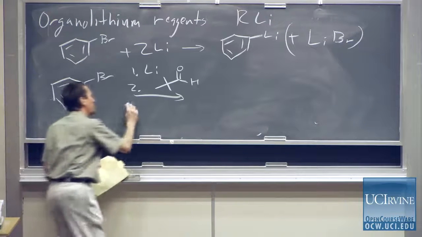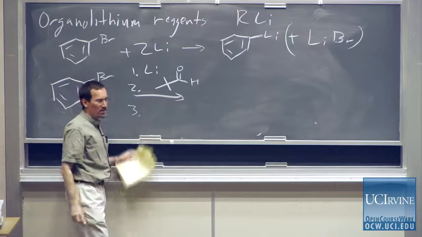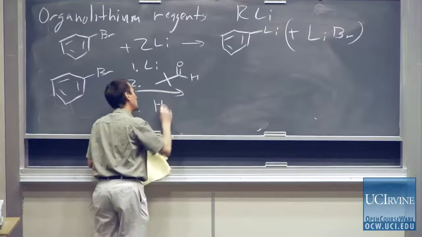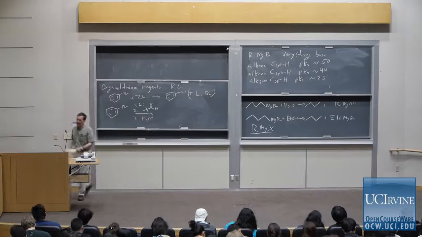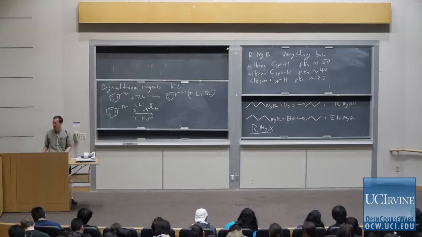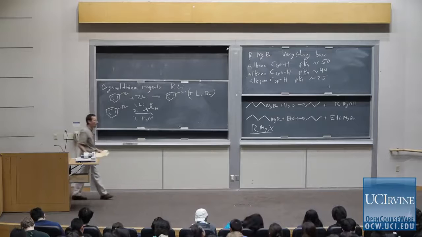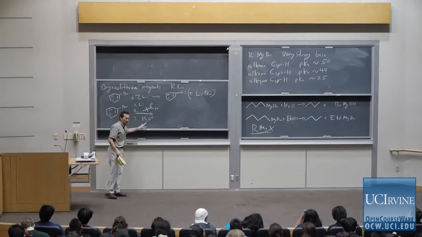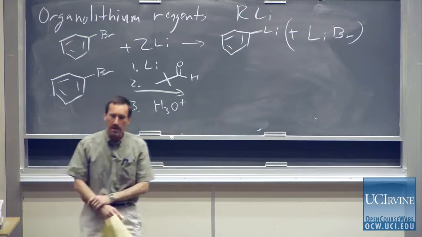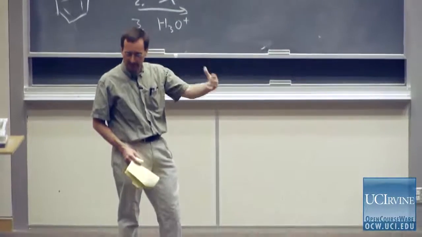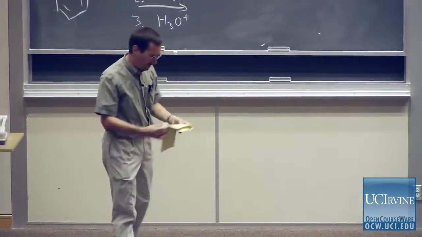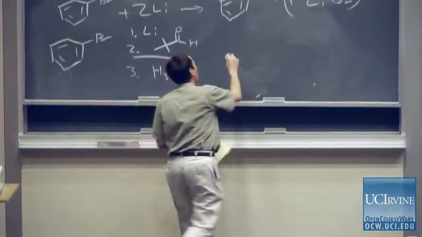And again, I'll imagine doing some type of aqueous workup. I'll just write H3O plus here to indicate I haven't specified the acid. It could be aqueous HCl. It could be aqueous sulfuric acid. One that I personally like to use in my own laboratory is aqueous ammonium chloride, which is a very mild acid and very good for workups of reactions like this.